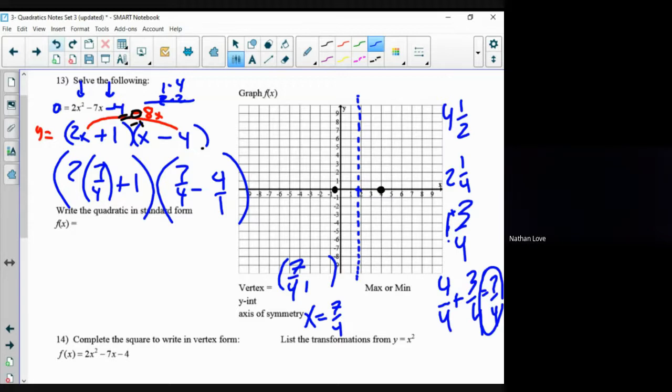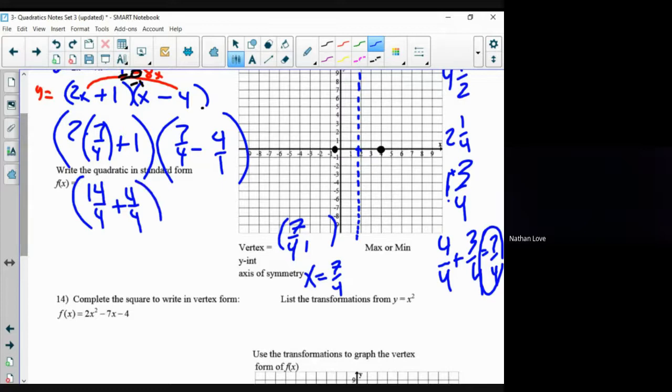So this one here, you can go ahead and multiply these together, which gives you what? 14, right? 14/4 plus 4/4 if you want to do it that way. Anybody have any questions on that? I went ahead and multiplied 2 times 7 gives you 14. And I changed the 1 to match up with the same denominator. So I get 18/4.